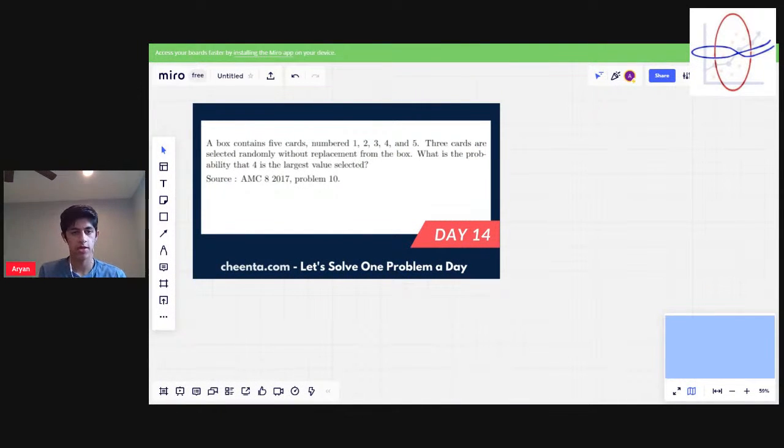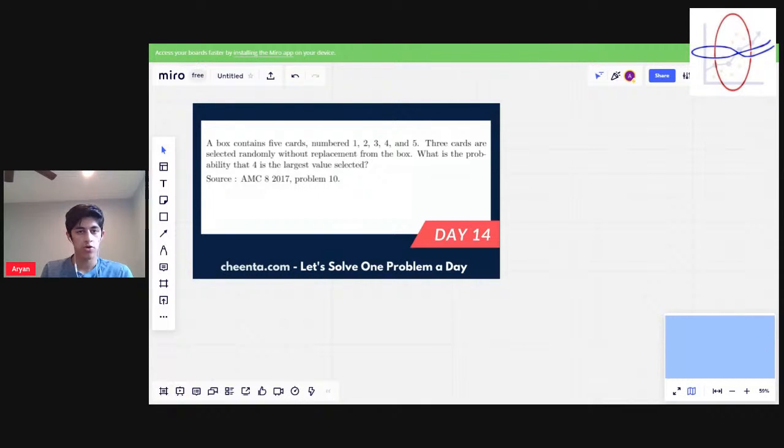Today we're going to be looking at the AMC 2017 problem number 10. And here we have a view of the problem. And it reads as follows. A box contains 5 cards, numbered 1, 2, 3, 4, and 5. 3 cards are selected randomly without replacement from the box. And we are asked, what is the probability that 4 is the largest value selected?